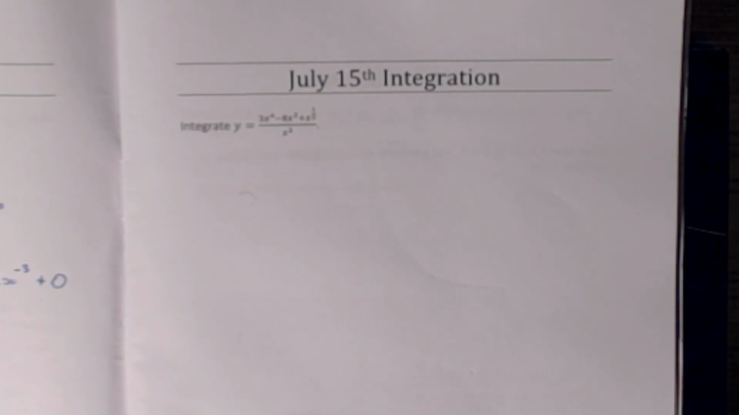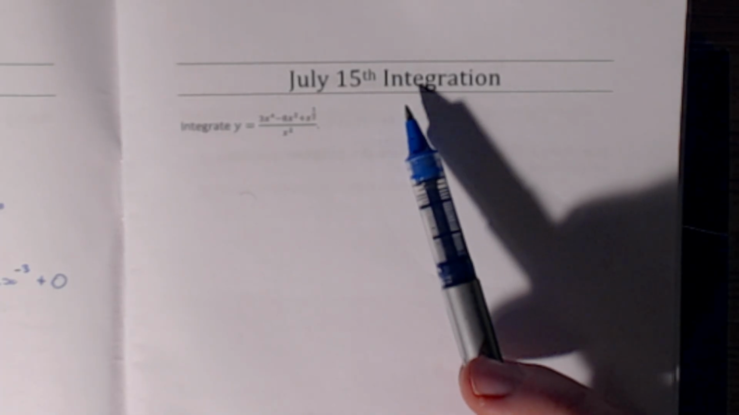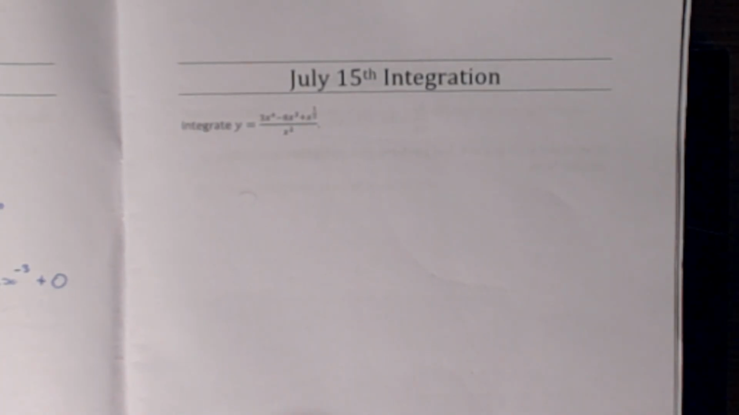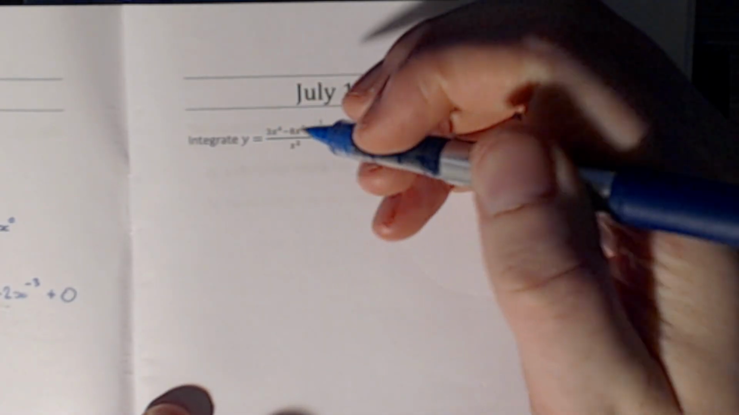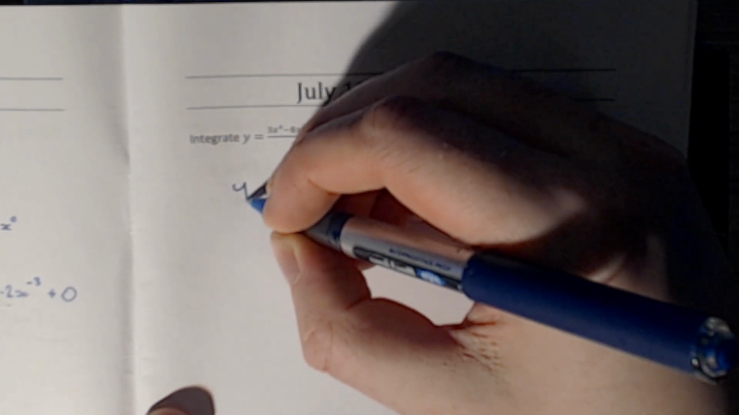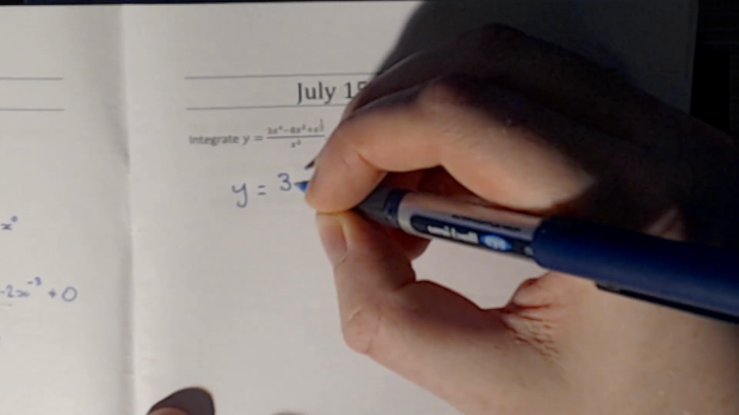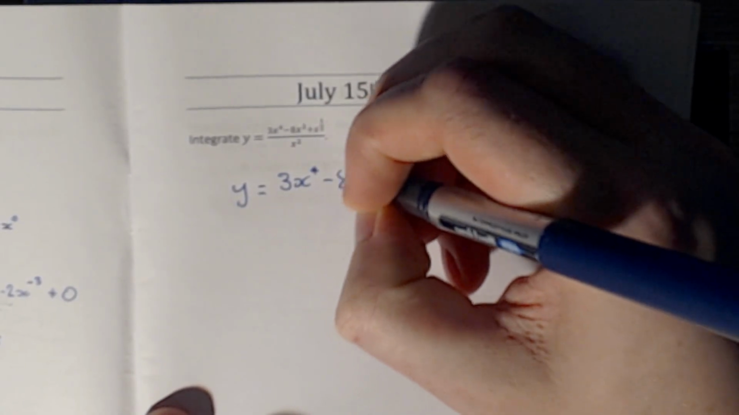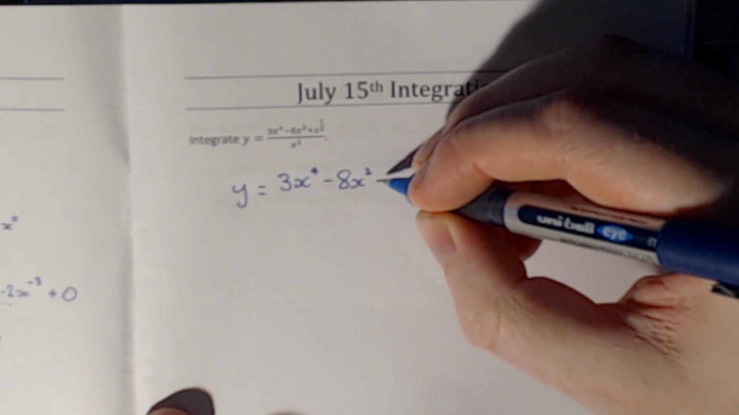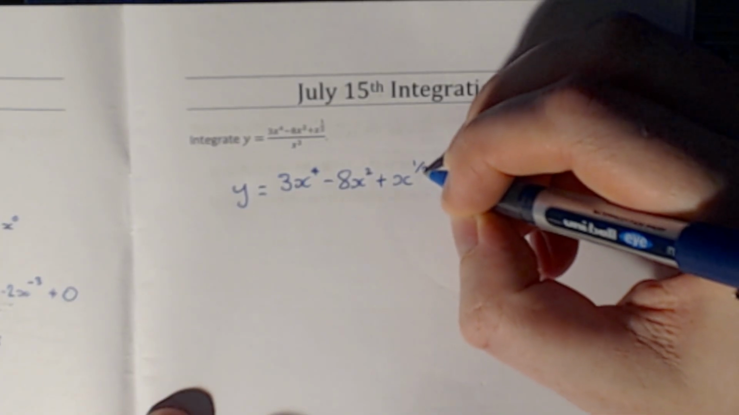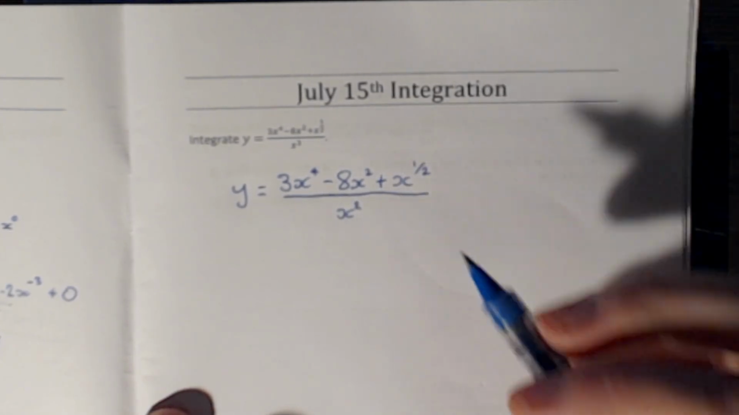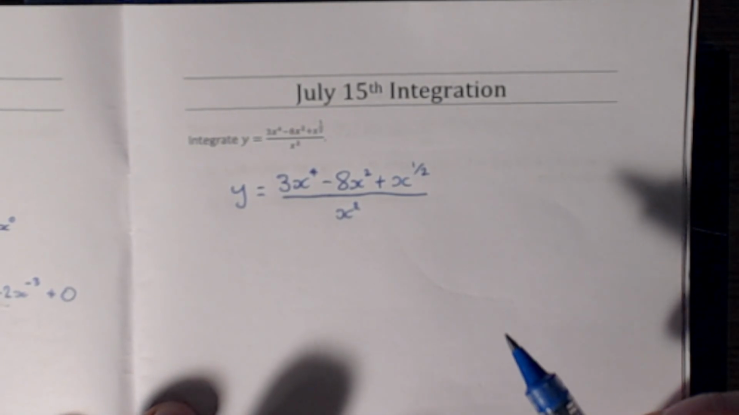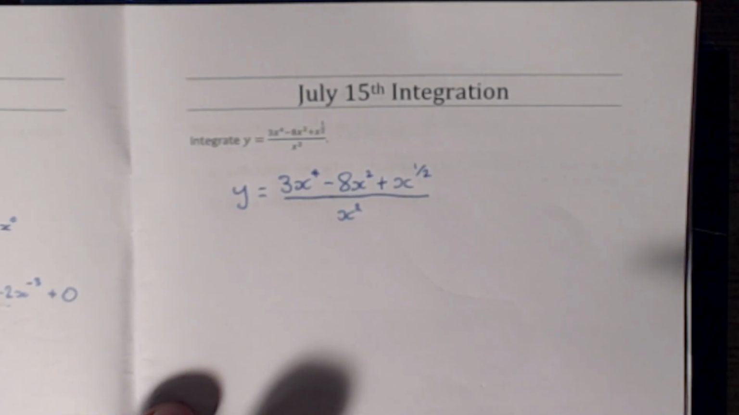Today we'll be doing the July 15th question on integration. Now it's quite small here, so hopefully you can see okay. My camera seems to not want to focus on it, but that's okay. We have the equation y is equal to 3x to the 4 take 8x squared plus x to the power of 1/2, divided by x squared. Hopefully you can see that a little bit better. And we want to integrate this.